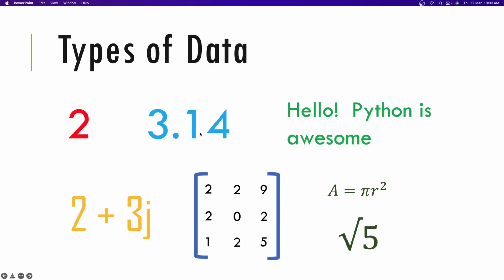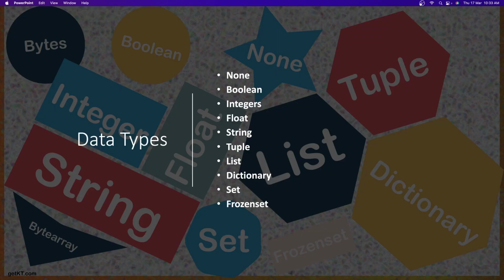The data types we have here in Python are None, boolean, integer, float, string, tuple, list, dictionary, set, and frozenset. These are built-in Python data types. And other data structures, if you want, you can include them from collections, which is in the Python standard library.